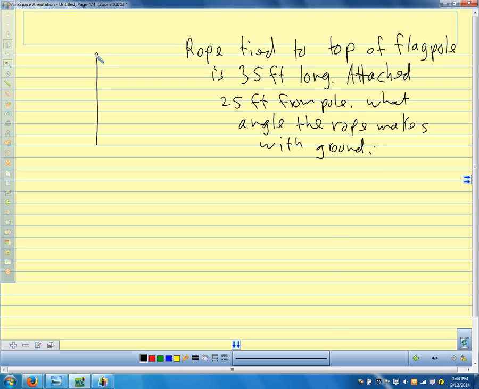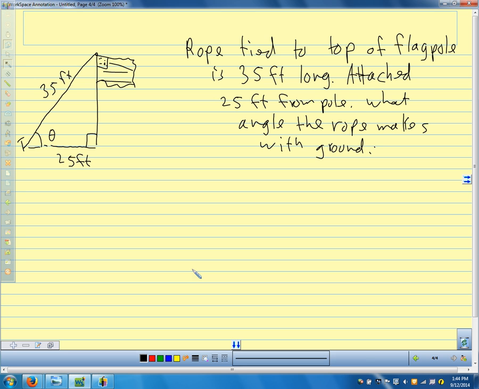So here's my picture, here's my rope tied to the very top of the flagpole. It's 35 feet long. It's attached here with this big stake, 25 feet from the flagpole. Here's my flag. And we want to know the angle that the rope makes with the ground. So what are we going to do here? We're assuming that this flagpole is 90 degrees, is vertical, a nice straight flagpole.